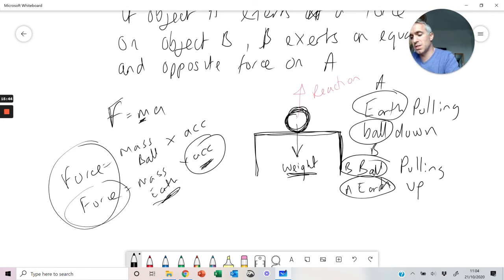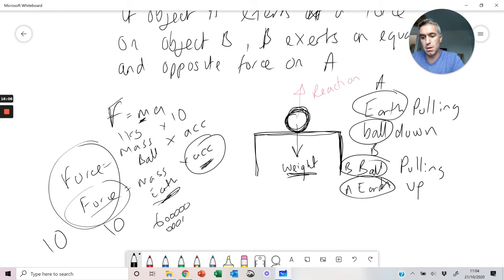So for example, say this was 10. The mass of the ball is, say, 1 kilo, times the acceleration is 10. 1 times 10 is 10. Well, the answer for this one has to be the same, so same force, 10. But we know the mass of the Earth is something silly like 6 with 27 zeros after it. I've lost count. So this number has to be so small to balance those two out to make the value 10.